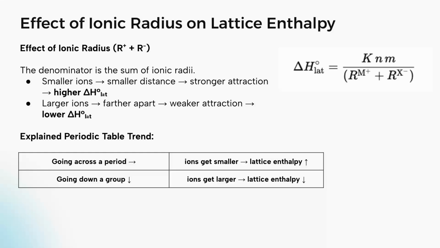Explained in terms of the periodic table trend, as mentioned in the previous video on periodic table trends, going across a period means ions are getting smaller, so lattice enthalpy increases. Going down a group, ions get larger, so lattice enthalpy decreases.